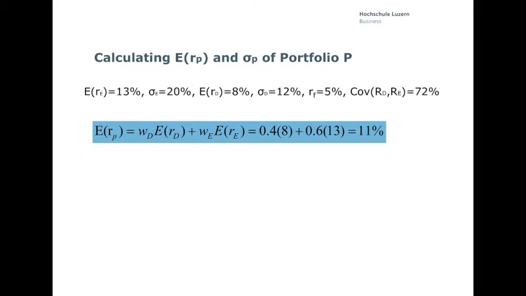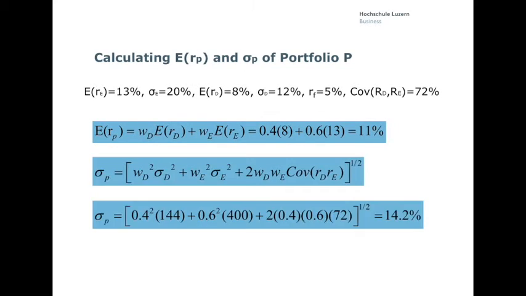Knowing the weights of equity and debt for the optimal risky portfolio P, we can calculate the expected return and risk given by its standard deviation using the general formulas. By entering the input data into the formula, we'll find an expected return of 11% and a standard deviation of 14.2%. These are the same results as we have previously found from reading the graph.